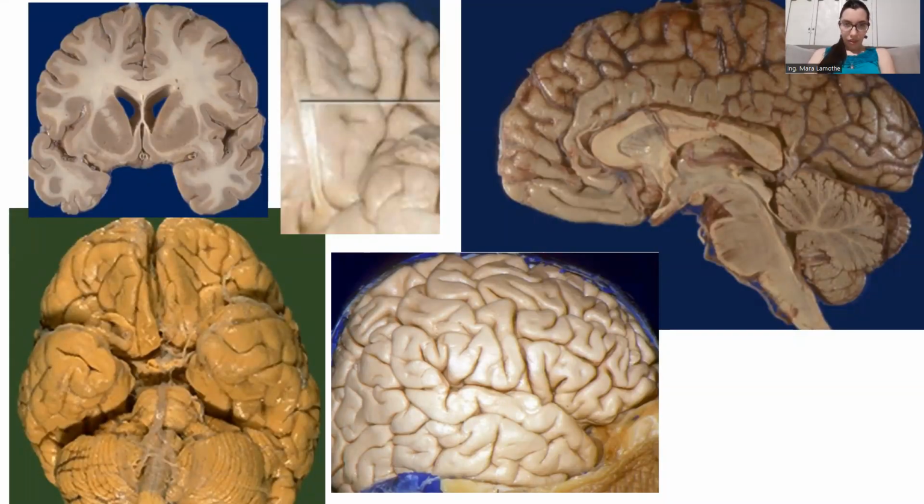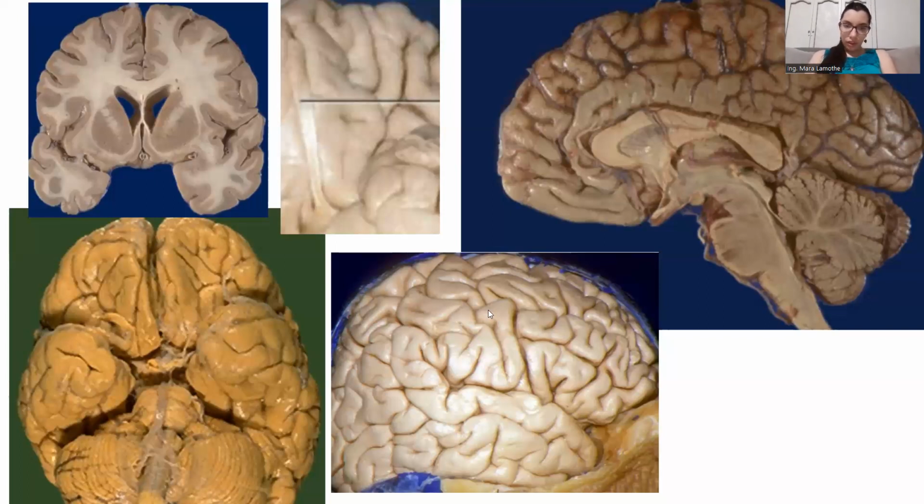Now we're going to see the frontal lobe. Here we have the frontal lobe in the lateral surface, here on the medial surface, here on the basal surface. The frontal lobe has 4 surfaces: the lateral, medial, basal, and the other is called the Sylvian surface that is in contact with the Sylvian fissure. So here.